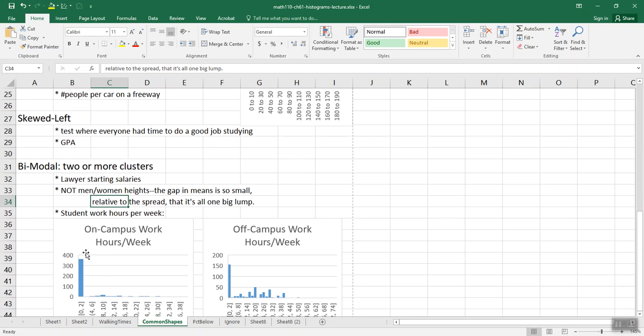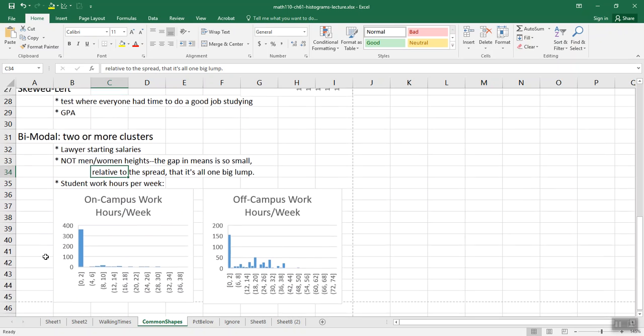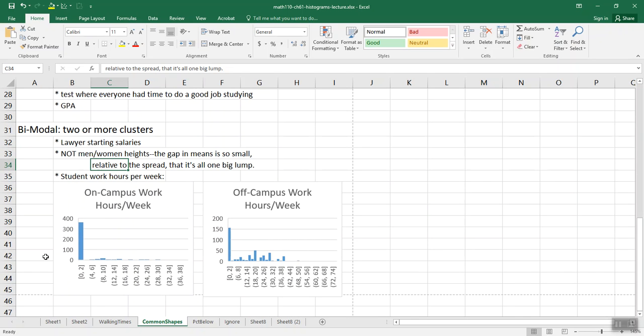Here's another one from data I've collected from students, asking them how many hours per week do you work on campus and how many hours per week do you work off campus. This doesn't look like 2 big bumps like the lawyer salary stuff did, but we really have a bump here of people who just don't have an on-campus job, and then out here is people who do, and over here is people who don't have an off-campus job, so they work 0 hours a week, and then here's people who do.